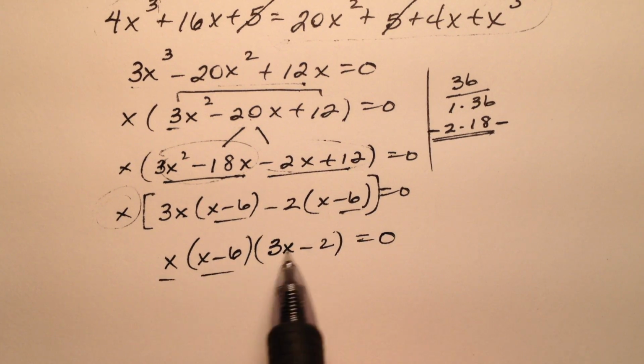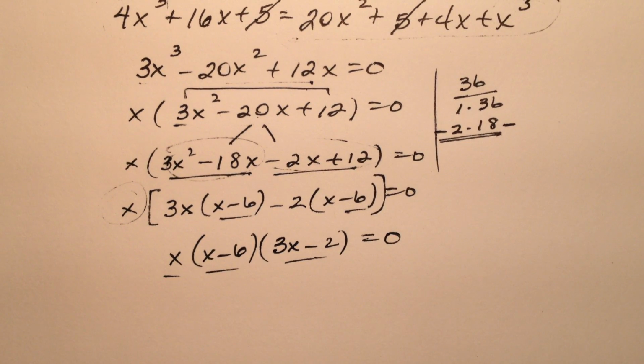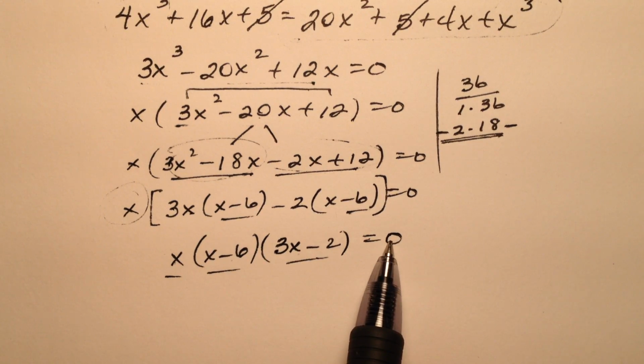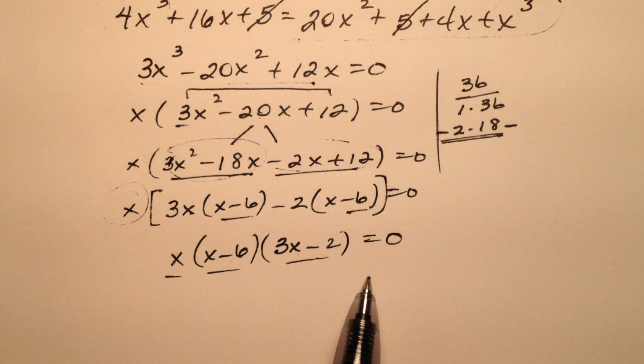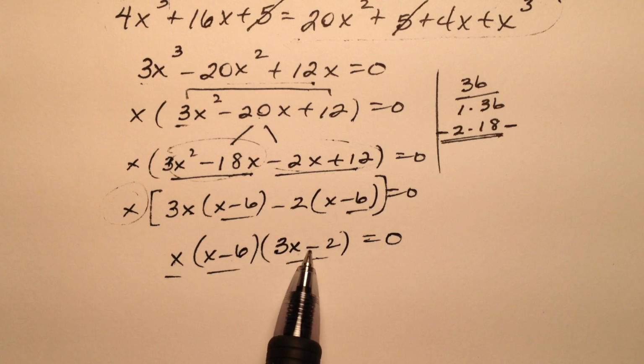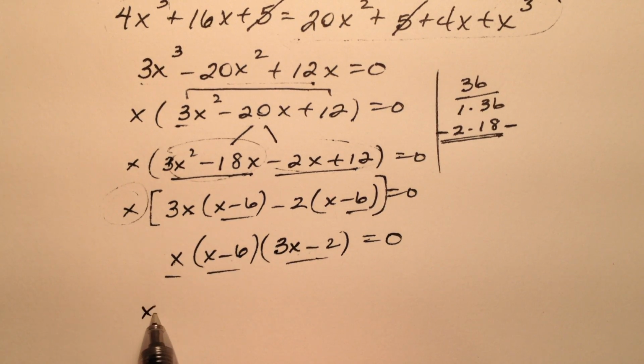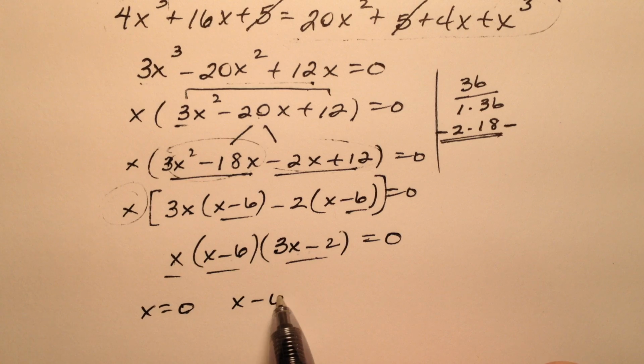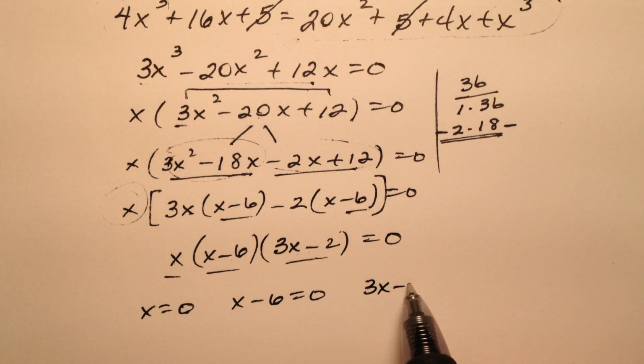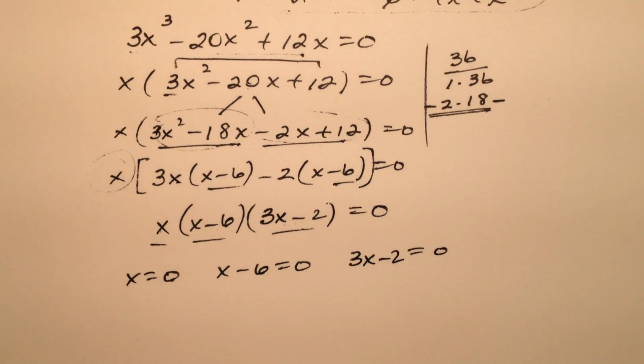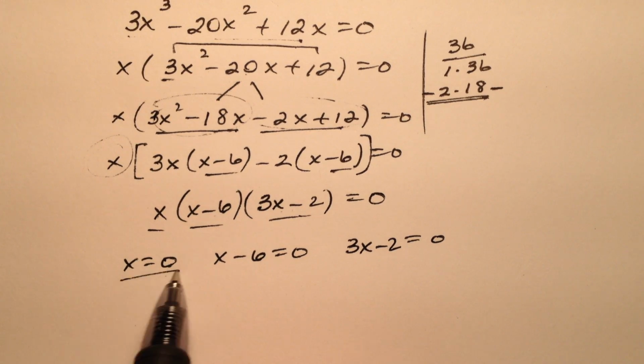So here I have 1, 2, 3 factors. So when I multiply all these together, I get 0. So my 0 property of multiplication tells me that at least one of these has to be 0. So I'm going to accommodate for all those, and I'm going to go ahead and set each one of these factors equal to 0, and then solve. So this one's already solved.